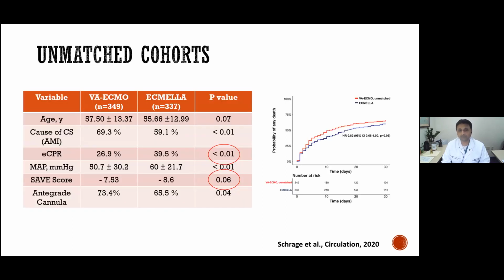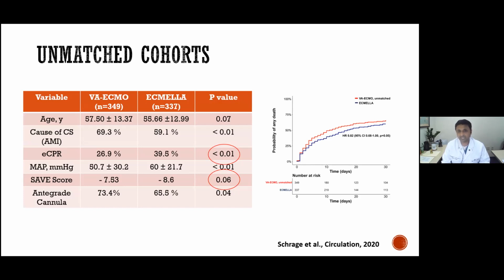And what they noted in their unmatched cohort, as you can see on the graph on the right, is that your risk of mortality within the 30 days after being on VA ECMO was statistically significantly lower in those that received Impella.